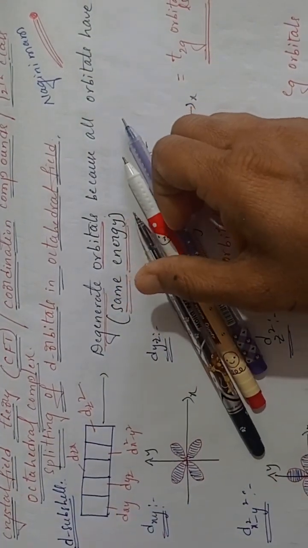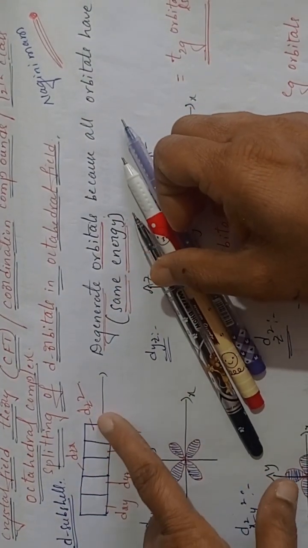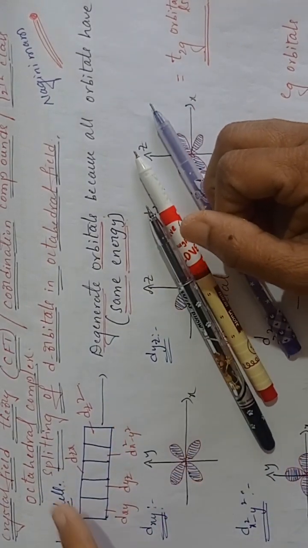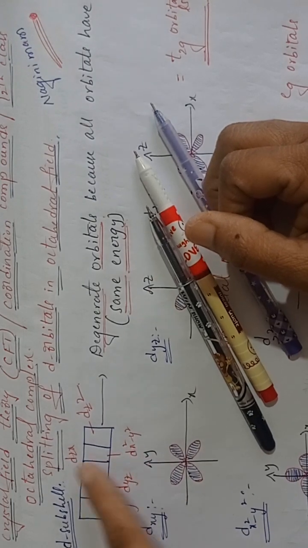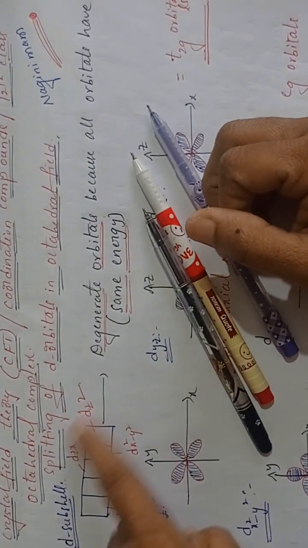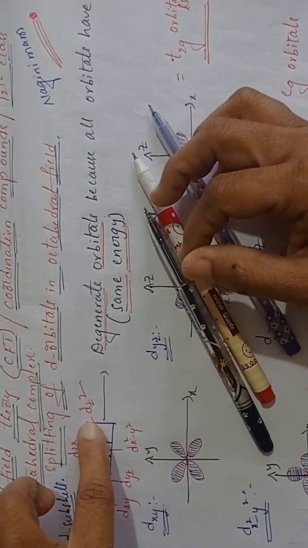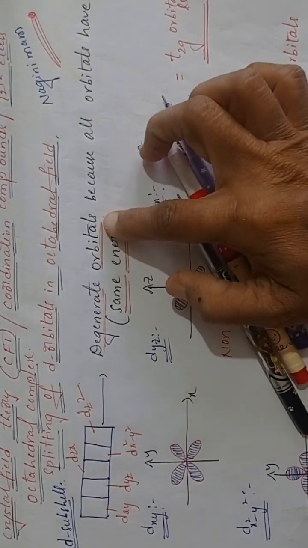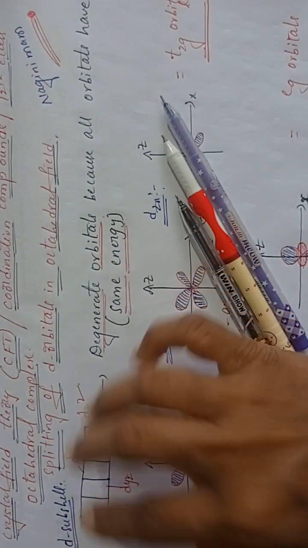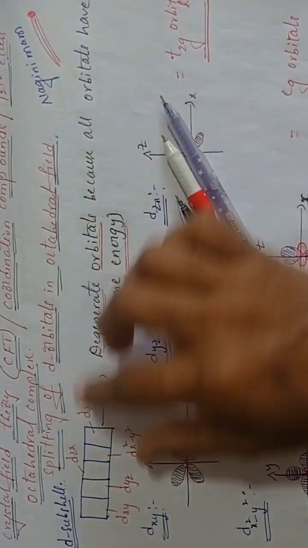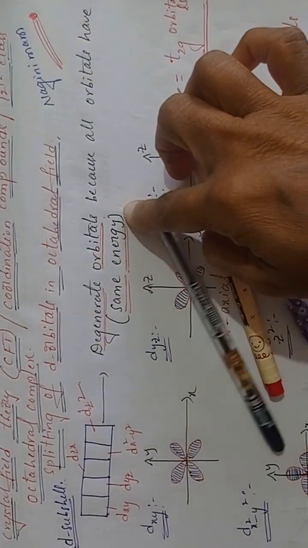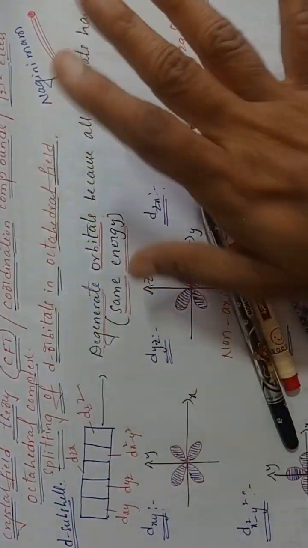First I am going to take the d subshell. In the d subshell, how many orbitals will be there? Five orbitals will be there. These are named dxy, dyz, dzx, dx square minus y square, and dz square. These 5 d orbitals are called degenerate orbitals. What is meant by degenerate orbitals? These 5 orbitals have the same energy, students. That's why they are called degenerate orbitals.